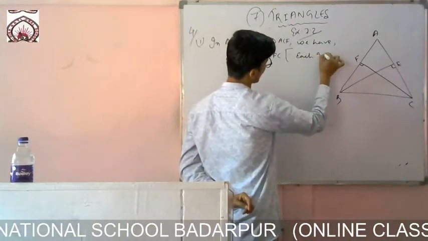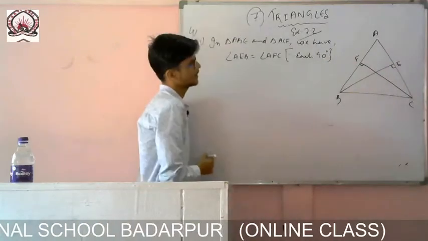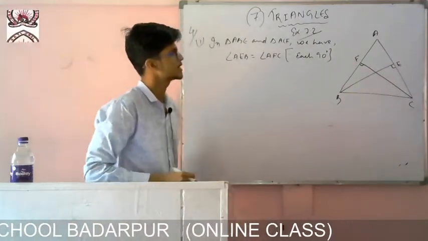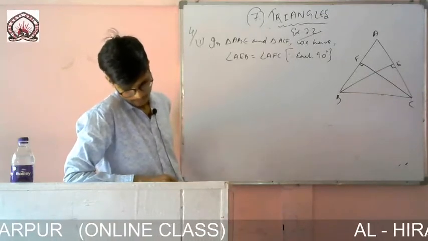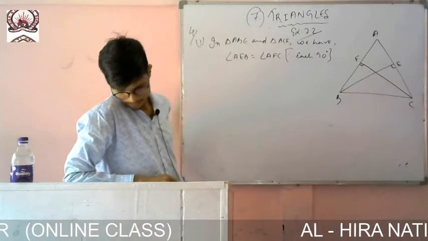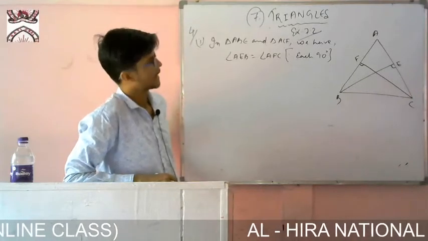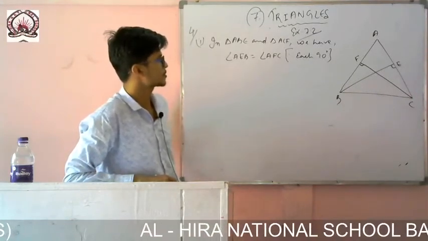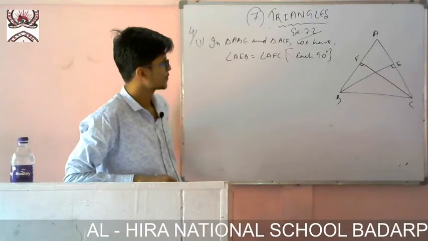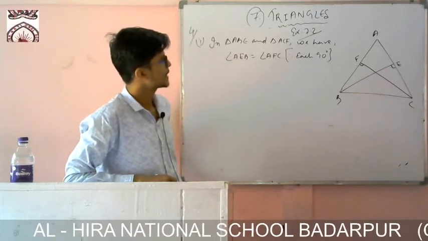each 90 degrees, and the reason is, if you want, you can write that CF is perpendicular to AB and BE is perpendicular to AC. So if you want you can write the reasons also. Okay, it's okay, no problem if you don't write. Each 90 degrees I have given.